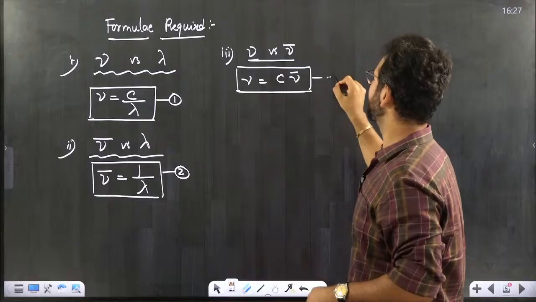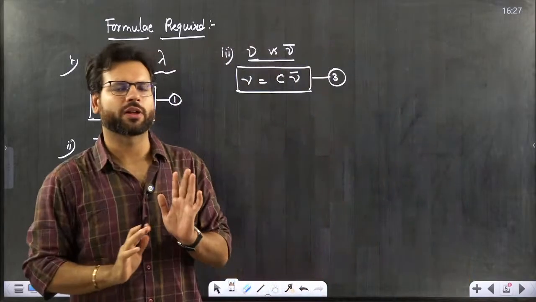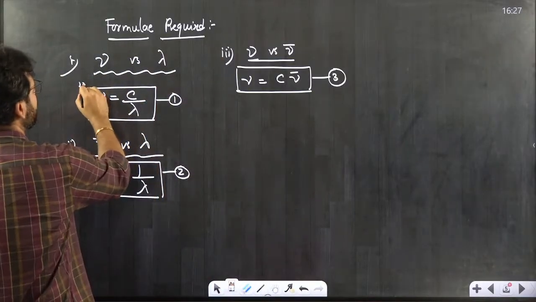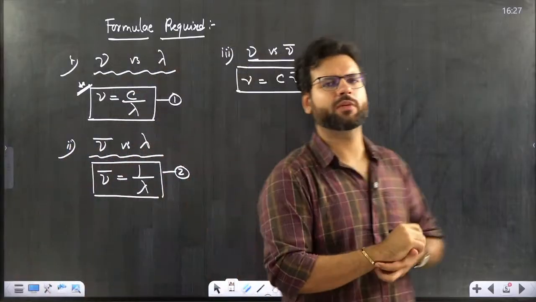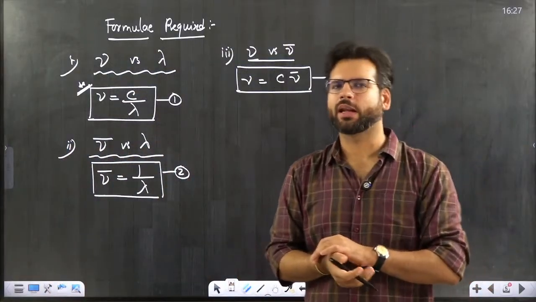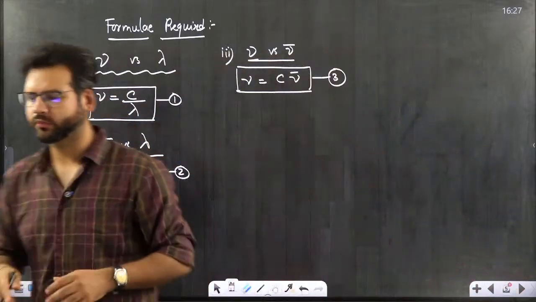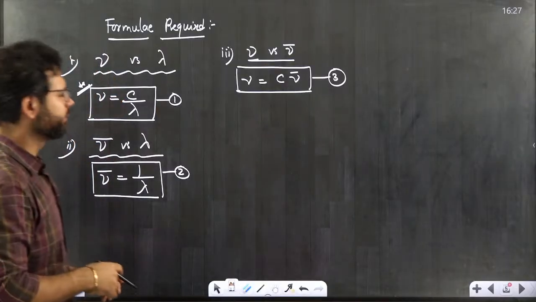These are the three equations required from Maxwell's theory to continue further. I think if you remember this one, it is also sufficient. Frequency equal to C by lambda.